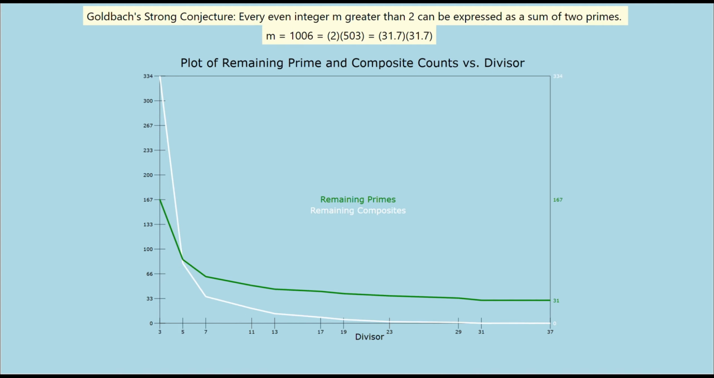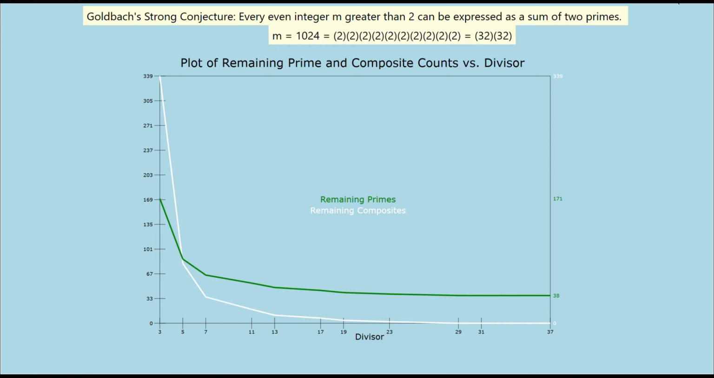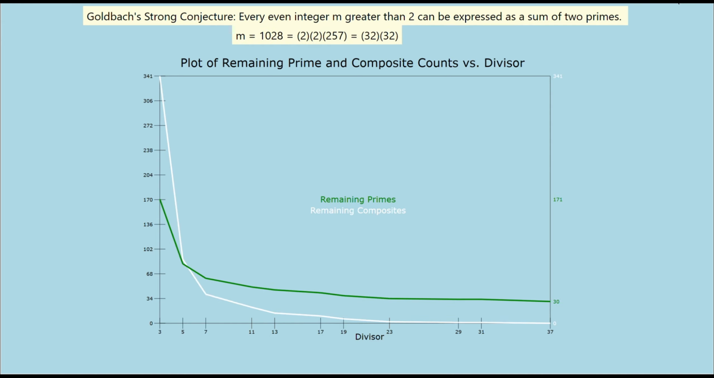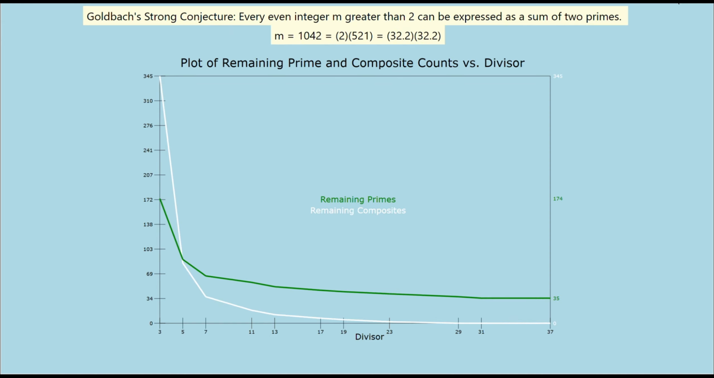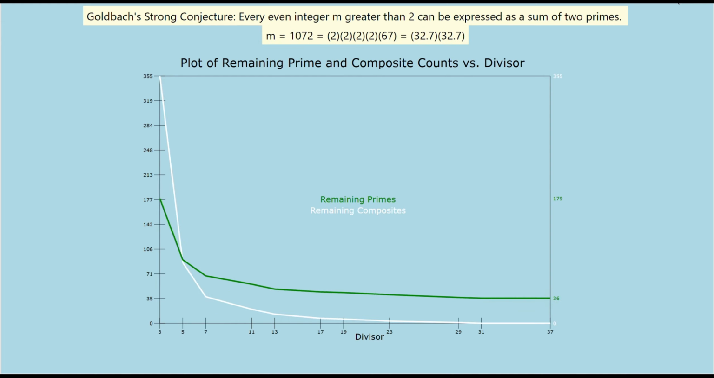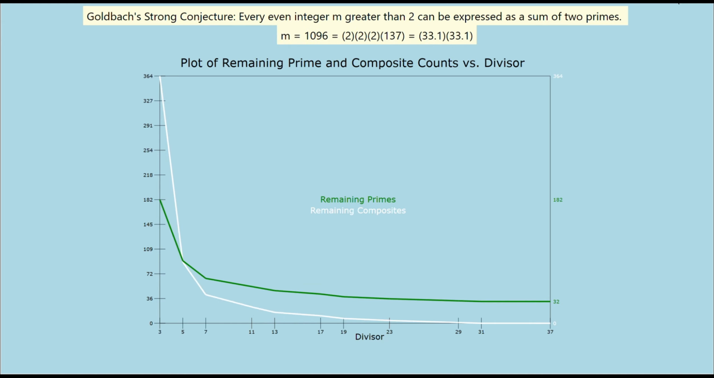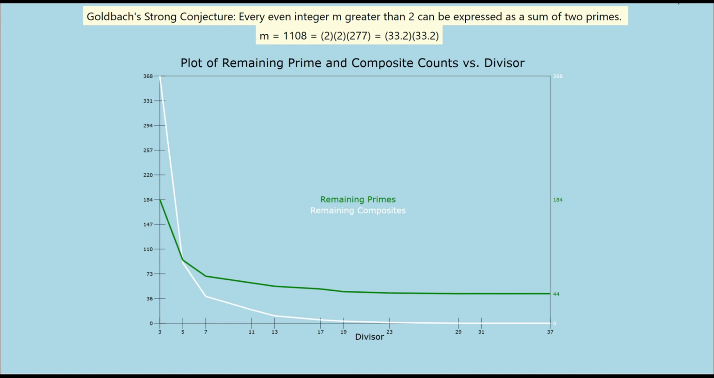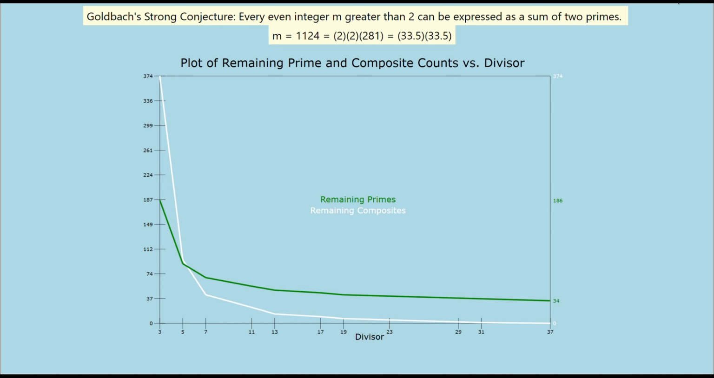M equals 1004 is an example of a case where m has no small odd prime divisors. We now present larger values of m with this same property. Notice how similar they are. The white curve starts high, drops in an exponential manner, and ends at 0. The green curve starts at an intermediate value, drops in an exponential manner, but ends at a non-zero value.